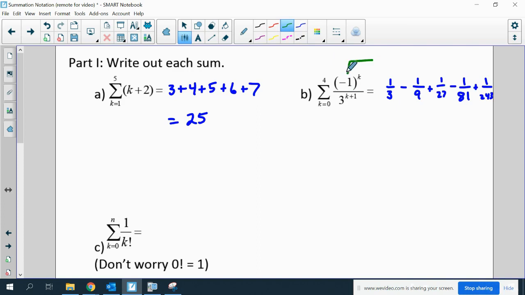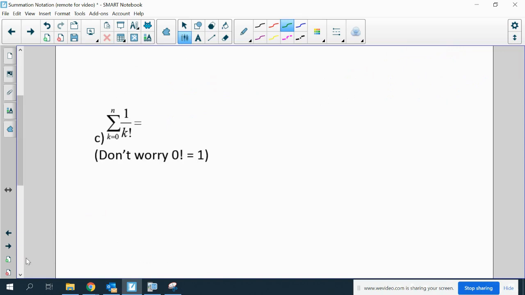Sometimes what you'll notice is you'll see these negative 1 to the k terms. This is a way to alternate between positive and negative terms in a sequence. So if you see negative 1 to the k, that indicates that you're going to alternate between positives and negatives.